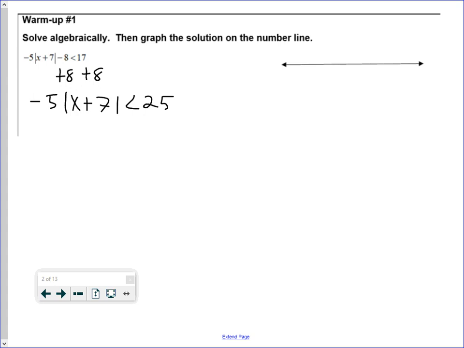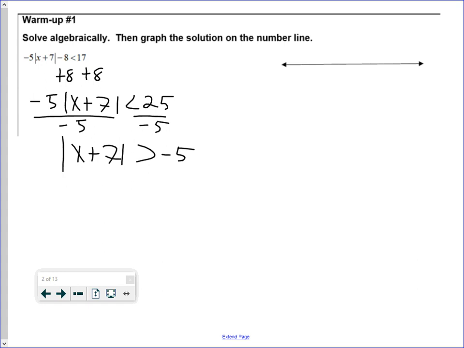And then after that, I'm going to divide each side by -5 to isolate the absolute value. And anytime you divide or multiply by a negative number with inequalities, you have to flip the sign. So you get the absolute value of x plus 7 is greater than -5.